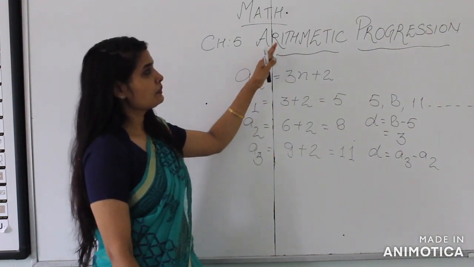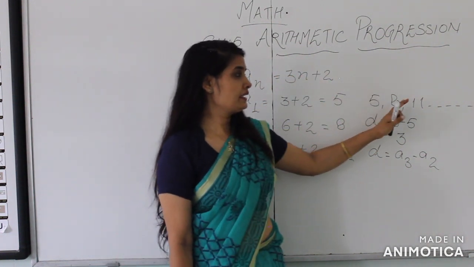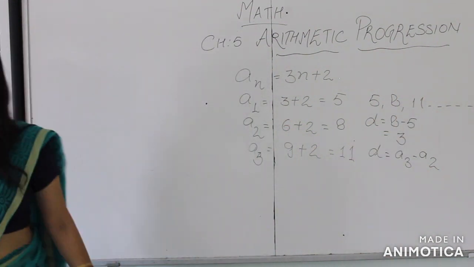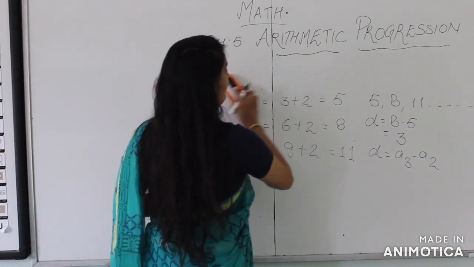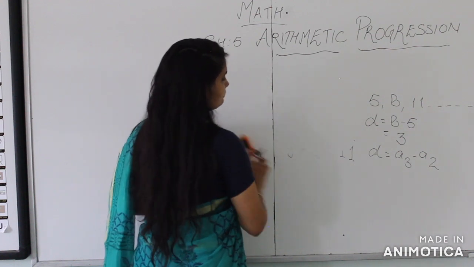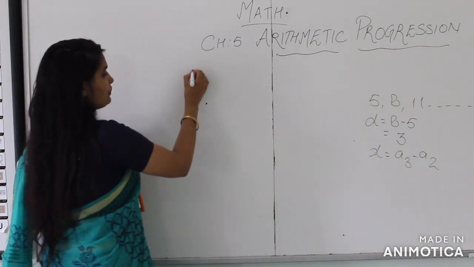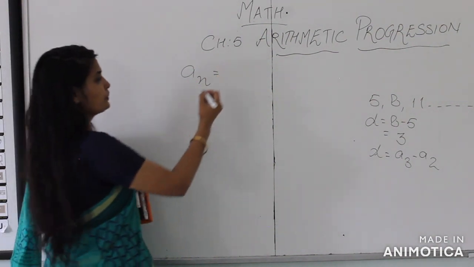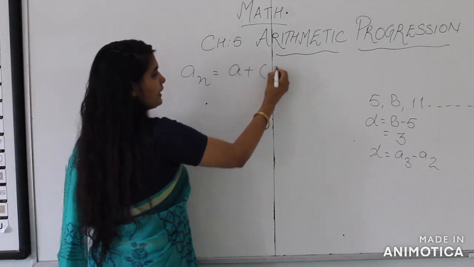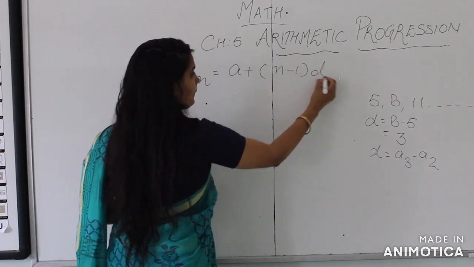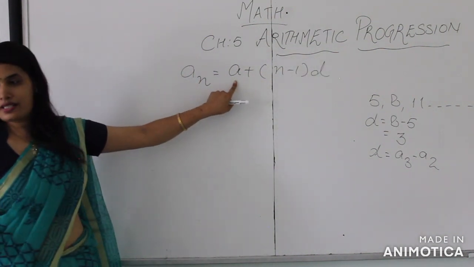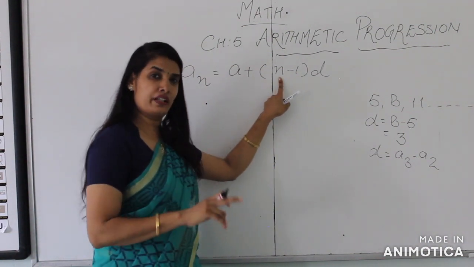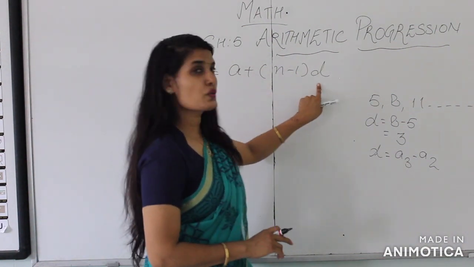Suppose in this arithmetic progression you want to find any specific term, you can easily find it with one formula. Okay. So which formula is that? Suppose you want to find the nth term of the series, so you will use an equal to a plus (n minus 1)d. So what is a here? A is the first term of the series, and what is n? Which term you want to find? That is n, and d is the common difference.